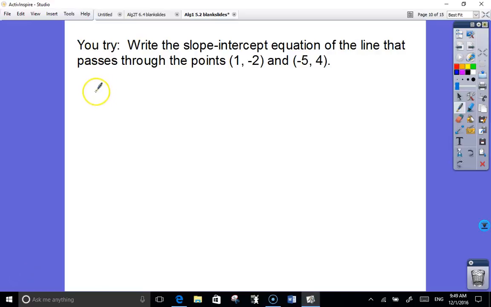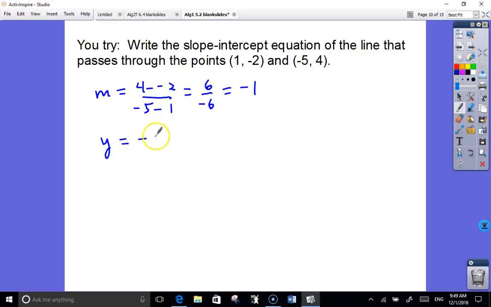So m equals 4 minus negative 2 divided by negative 5 minus 1, which is positive 6 over negative 6, which is negative 1. So y equals negative 1 times x plus b.